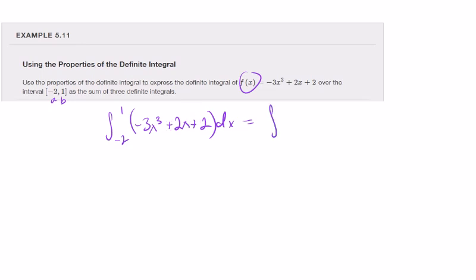property, right, to say that it's going to be the integral from -2 to 1 of -3x cubed dx plus the integral from -2 to 1 of 2x dx plus the integral from -2 to 1 of 2 dx. Right, so I just took each of these components and took the integral of each of those separately, right? The integral of a sum is equal to the sum of its integrals.